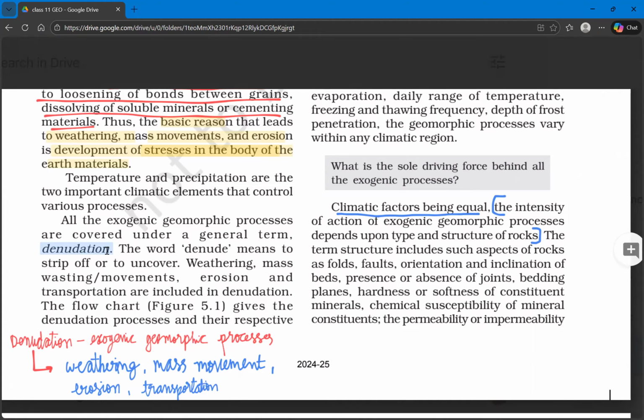But what is denudation? The word denude means to strip off or to uncover. So denude means to uncover or strip off. And which processes come under denudation? Weathering, mass wasting or mass movement, erosion, transportation, these are all included in denudation.